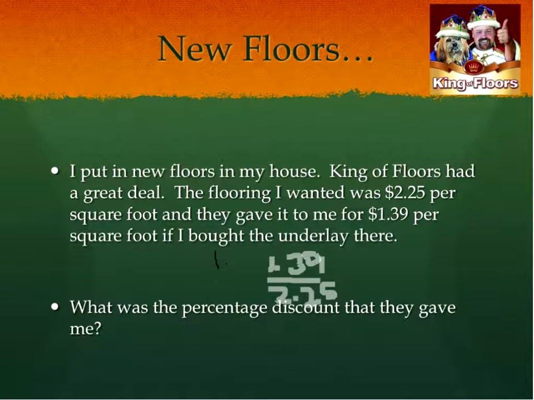So I'm going to take my 139 and I'm going to divide it by 225. So do that on your calculator right now and tell me what you get. Jasmine even did her rounding. Good girl, Jasmine. Yep. I am getting 61.7 or 62% off.